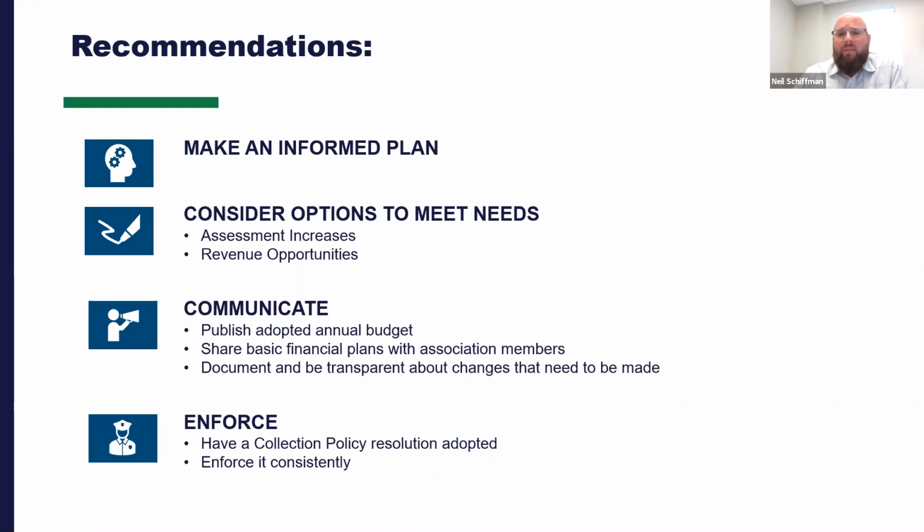And then enforce. Make sure that you are collecting your assessments. Make sure that you're getting those things taken care of with a written policy.